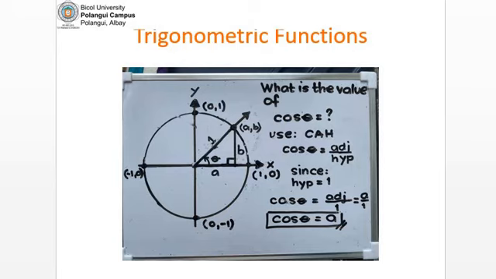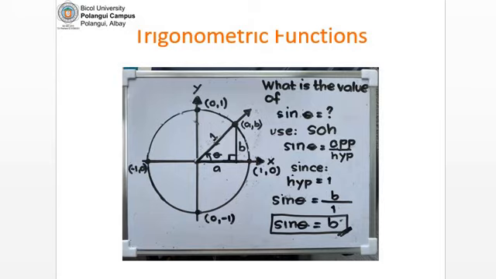Now, what do you think is the value of cosine of theta in terms of a, b and the hypotenuse? Let us again recall the SOHCAHTOA definition. We will use the CAH part, which is defined as the adjacent side of the triangle over the hypotenuse. And since the hypotenuse is also the radius of a unit circle, which is equal to 1, cosine of the angle theta is equal to a. It is equal to the x-coordinate of where the terminal side of the angle intersects the unit circle.